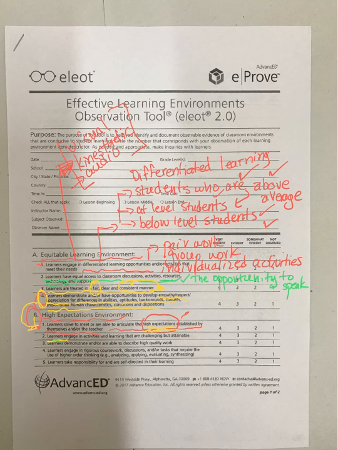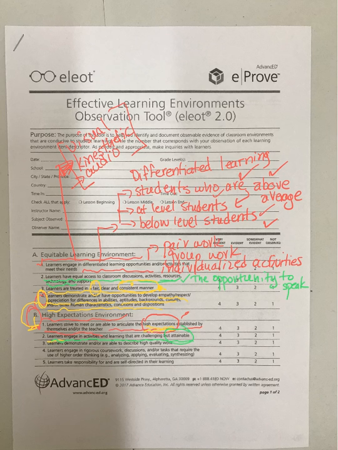B2: learners engage in activities and learning that are challenging but attainable. Now here, attainable means a teacher can challenge a student, but not to the point where the student can't do the work. It has to be attainable. Attainable is something that can be done. So make sure that the level of difficulty of an activity is attainable, that a student will be able to complete it as long as he or she pushes himself.